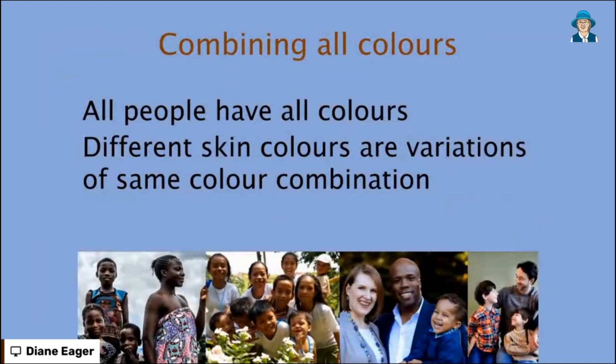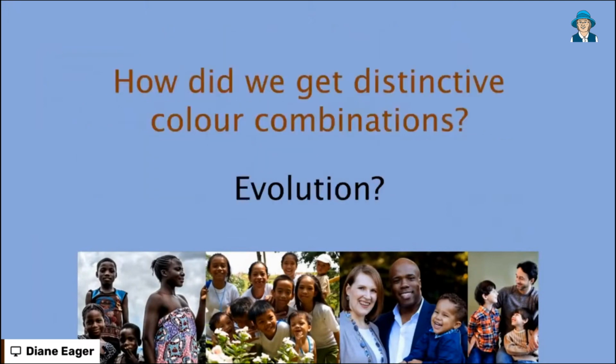So all people have all colors. Different skin colors are variations of the same color combination. But we do get distinctive color combinations. Now, how do we explain that?